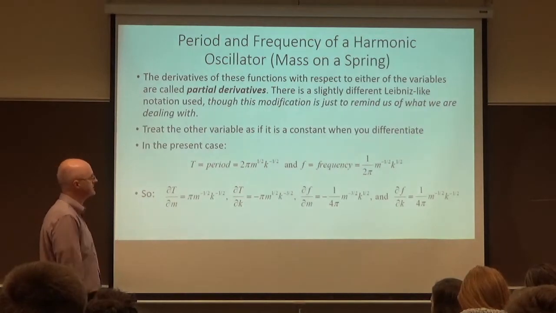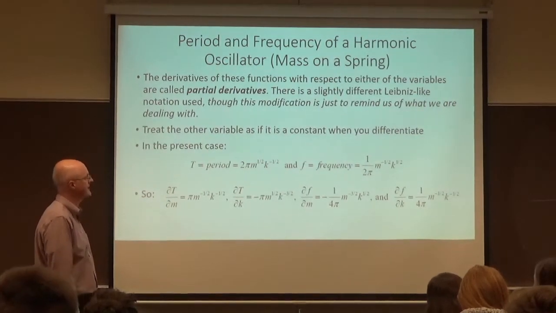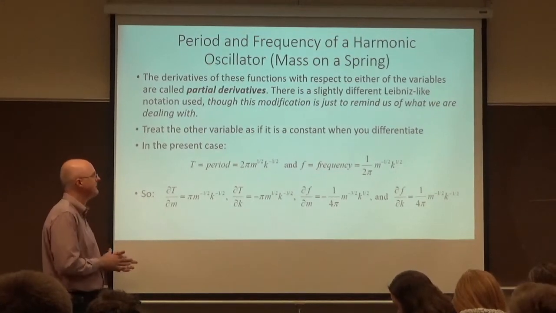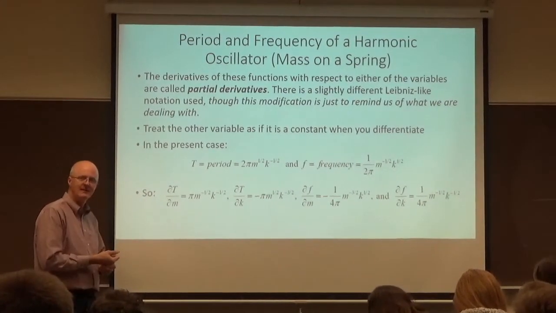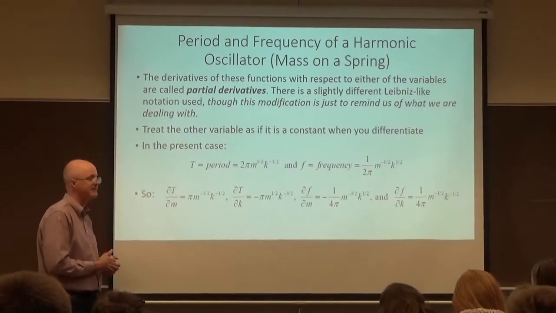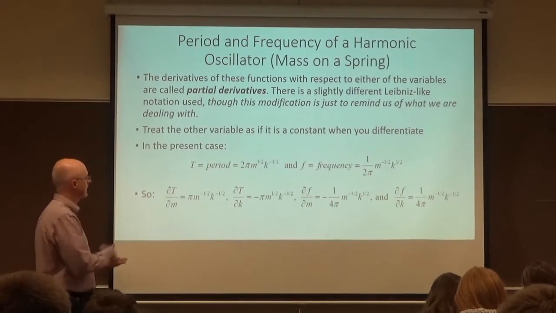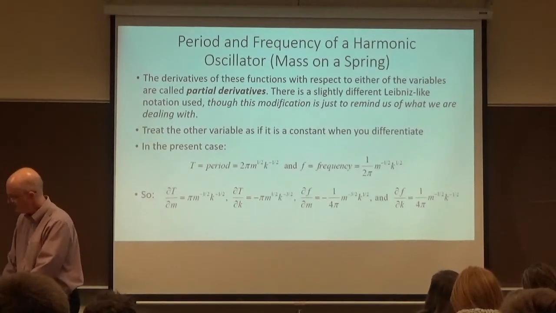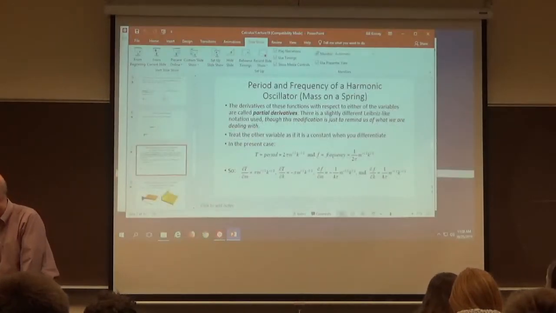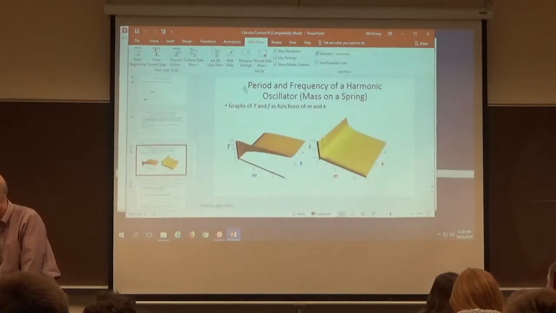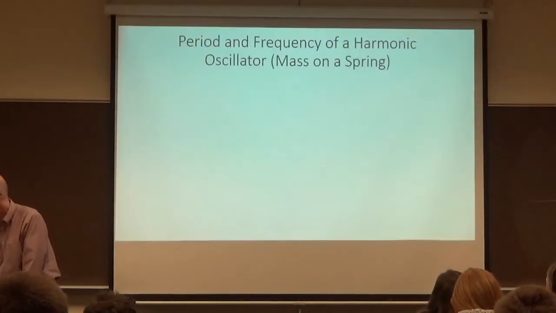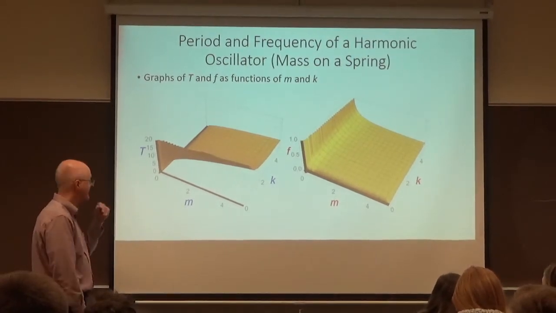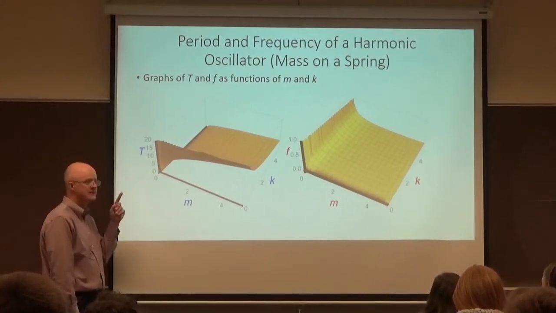And the period and frequency both depend on two variables, m and k, m being the mass of the object, and k being the spring constant, sort of measuring how stiff the spring is. And there are the partial derivatives. You can check those by hand after class. What I want to show you right at the moment is about these three-dimensional graphs. So we're going to go to Mathematica in a minute here. Before we do, let's just think about these.